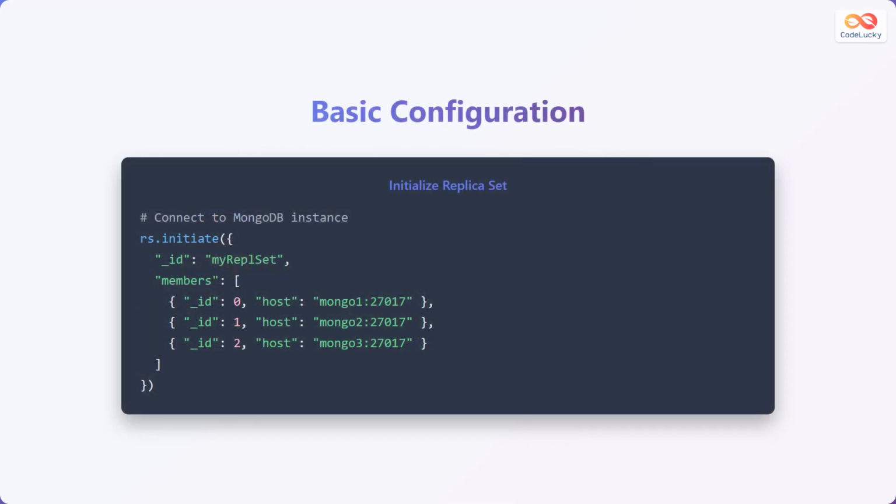Let's look at a basic configuration to initialize a replica set. First, connect to your MongoDB instance. Then, use the rs.initiate method. Here you'll define the replica set's ID, in this case, myReplaceSet, and list the members of the set, specifying their unique IDs and host addresses. This configuration sets up a basic replica set with 3 members: Mongo1, Mongo2, and Mongo3, all running on port 27017.